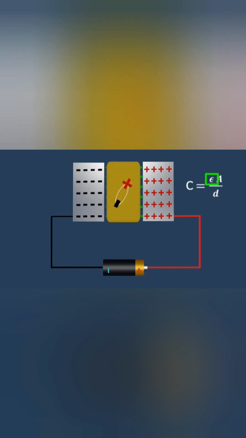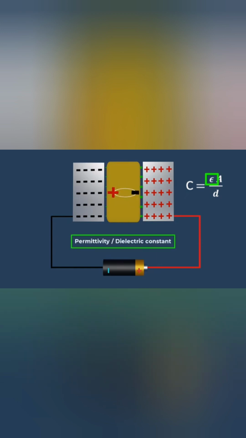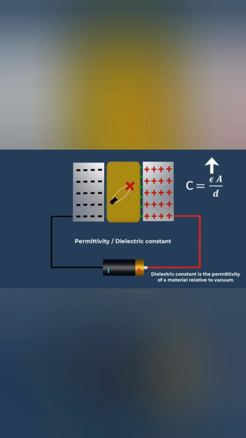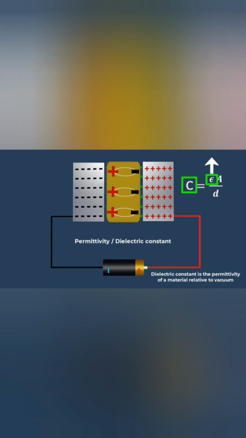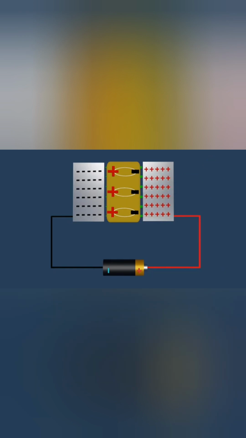The ease with which a dielectric material can be polarized is called permittivity, or dielectric constant of the material. The higher the dielectric constant of the material, the more easily it can be polarized and the greater its effect on the capacitance of the capacitor, allowing the capacitor to store more electrical energy.